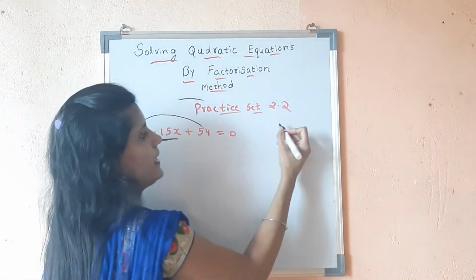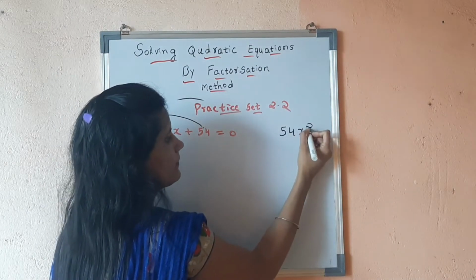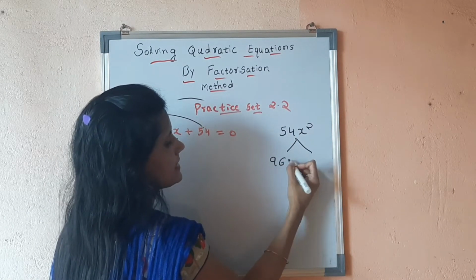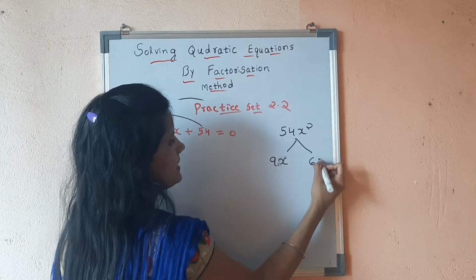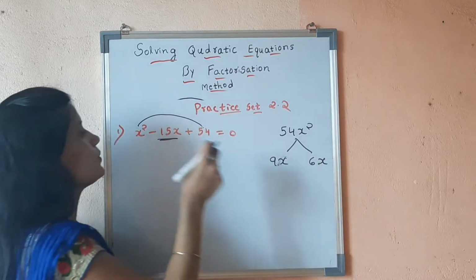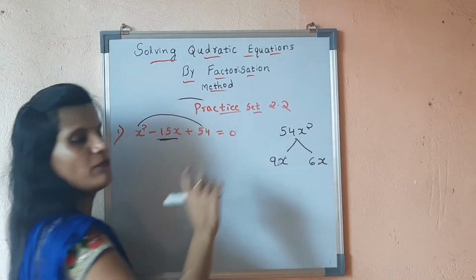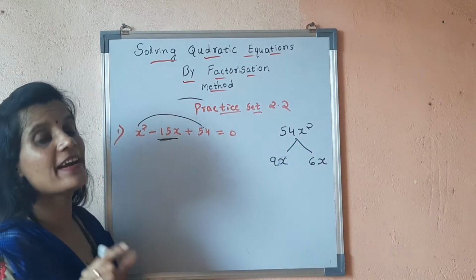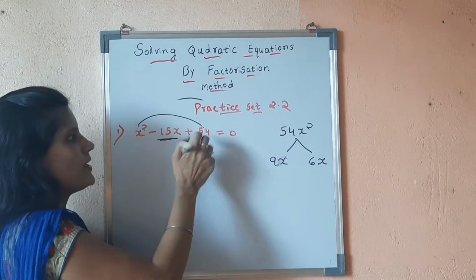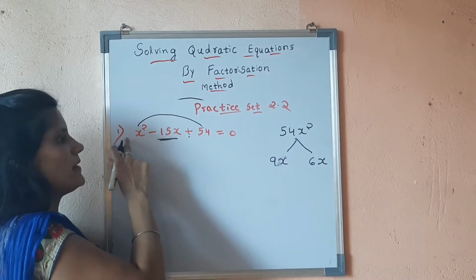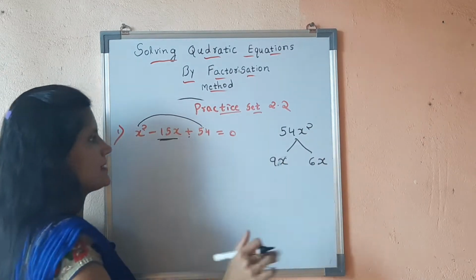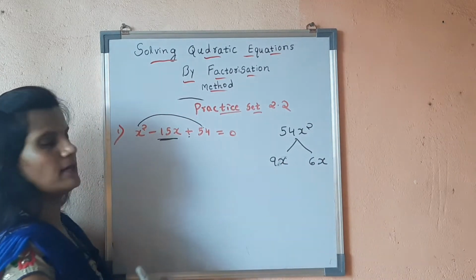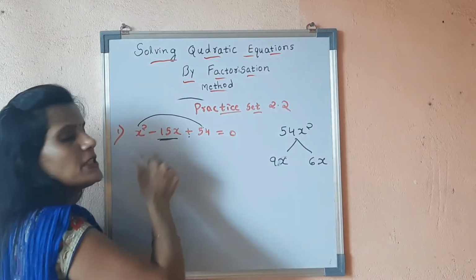So first thing is, this to I will multiply, 54x square. So it will be 9x, and here I will write 6x because 9 plus 6 is equal to 15 and 9 6s are 54. Now the main thing is regarding the sign. You can see in front of this we have plus and in front of this is plus. So your 54 will be a plus. Now here 15, fine, minus 15.